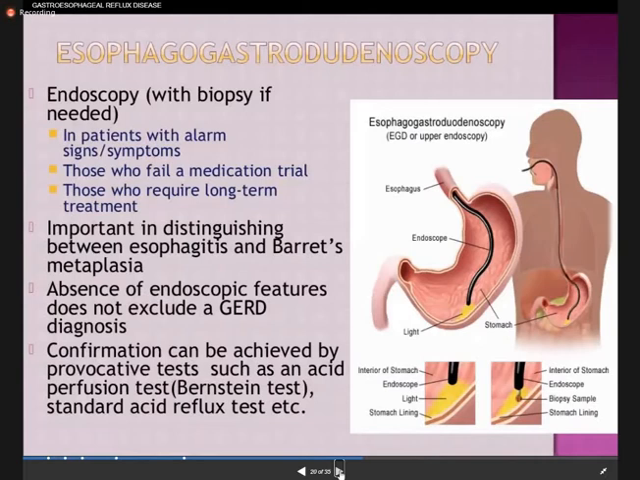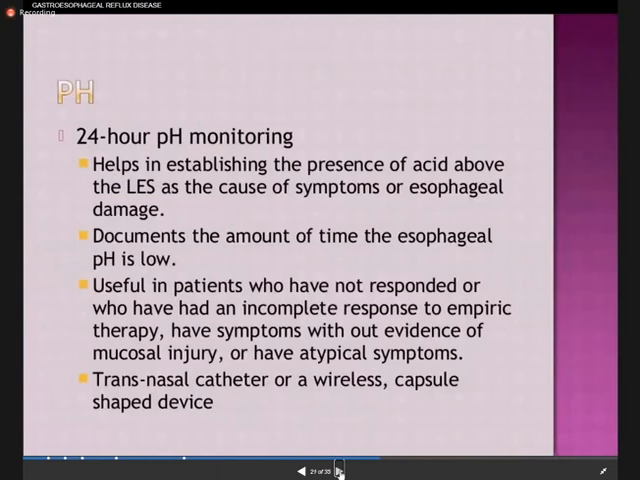Confirmation can be achieved by provocation tests such as acid perfusion test, but usually now I think it's obsolete, or it is only for educational purposes or research purposes. I haven't heard of this test for years and years now. pH monitoring is still in the business. For difficult cases, yes, it is still in the business.